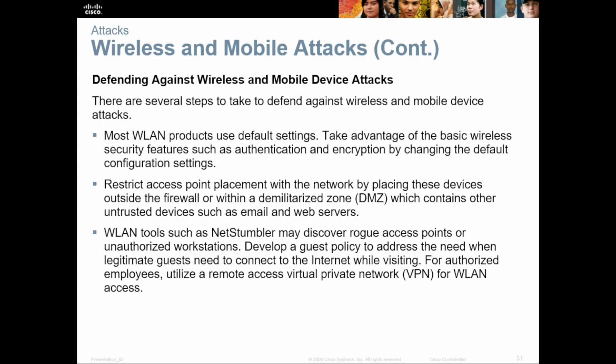Restrict access point placement within the network by placing these devices outside the firewall or within a demilitarized zone, which contains other untrusted devices such as email and web servers. Wired local area network tools such as NetStumbler may discover rogue access points or unauthorized workstations. Develop a guest policy to address the need when legitimate guests need to connect to the internet while visiting. For authorized employees, utilize a remote access virtual private network for WLAN access or wired local area network access.